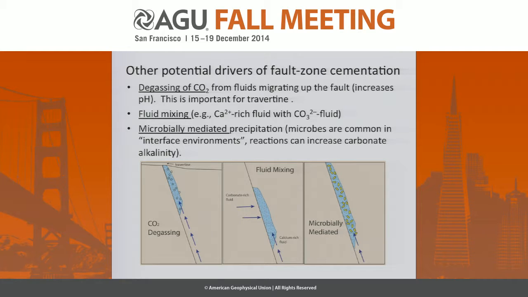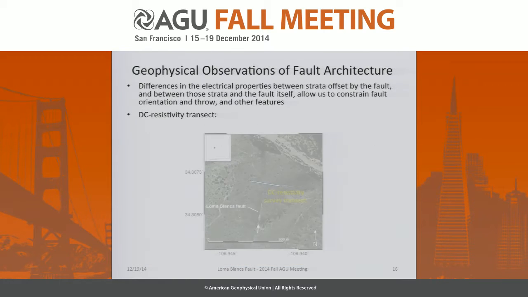There are other potential or related mechanisms for this. One is degassing of carbon dioxide. We sit right above the Socorro magma chamber, and we could have an influence from that. We have a fluid mixing hypothesis where shallower fluids may mix with deeper fluids, leading to mixing-related precipitation. And of course, microbially mediated reactions are a possibility that needs to be considered. And we're investigating these various hypotheses about what causes cements.